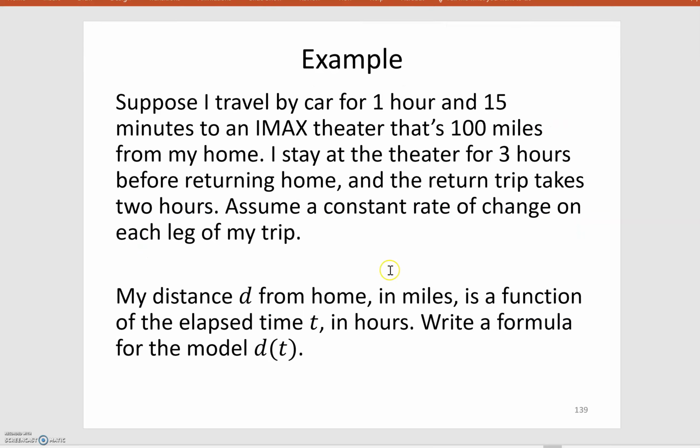Let's take a look at another problem. This is also a piecewise linear function, I believe. Suppose I travel by car for 1 hour and 15 minutes to an IMAX theater that's 100 miles from my home. I stay at the theater for 3 hours before returning home, and the return trip takes 2 hours. Assume a constant rate of change on each leg of my trip. So we want to write a model for this, where distance d from home in miles is a function of elapsed time in hours.